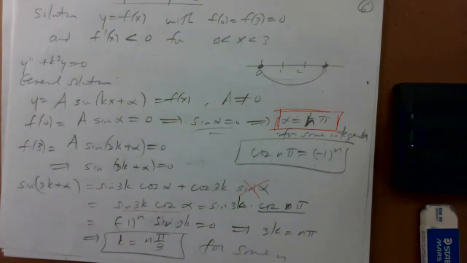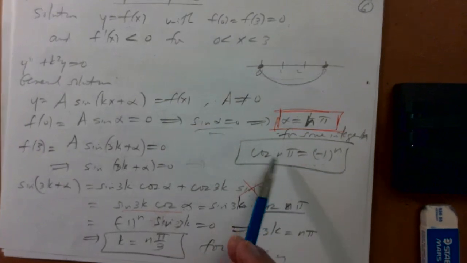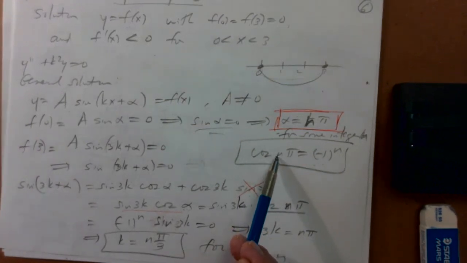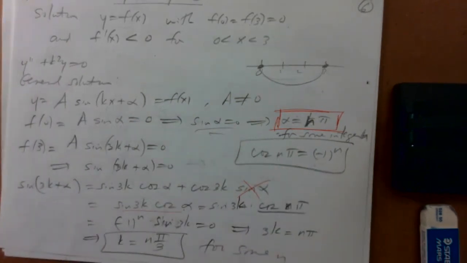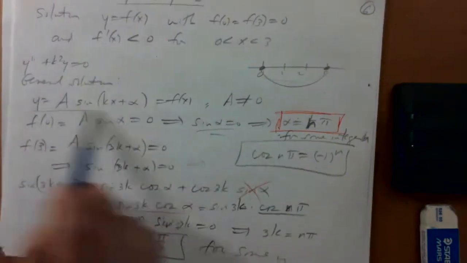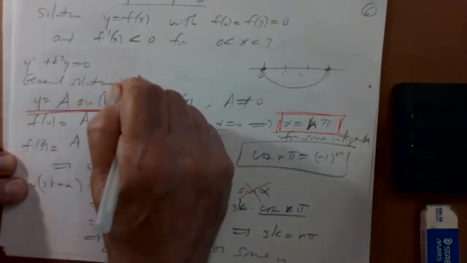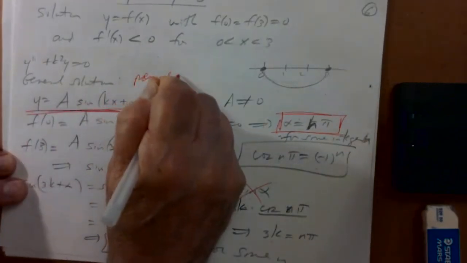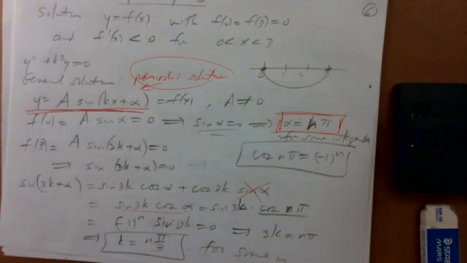Well, no, it's just a number. Numbers aren't periodic. This is not a function. Or it's a function of n if you like, but it's just a number. If n is an even integer, this is +1. If n is an odd integer, this is -1. What's periodic is the solution of the differential equation. All right? This is our periodic solution. Every solution of this equation is periodic. It's a sine function.